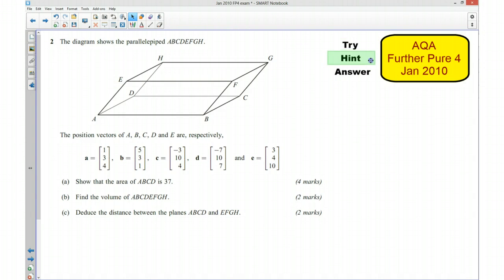Okay, I'm now going to provide a hint for this question. So if you could use the hint to try and answer the question yourself, that would be great.